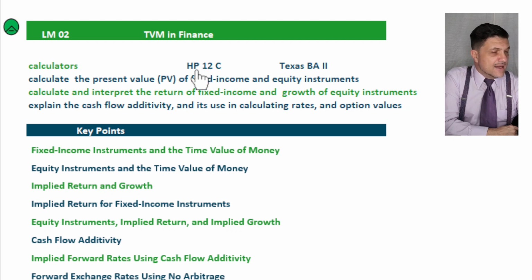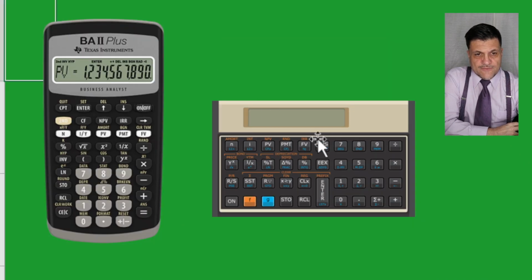I like the one that I've been using for many, many years in all my exams, which is the HP, but you can also use the Texas. So let's take a look. There you go. Those are the two calculators. Again, make sure you know how to use it. If you prefer the BA2 Plus, great. If you prefer the HP, great. Just make sure you know how to use it.